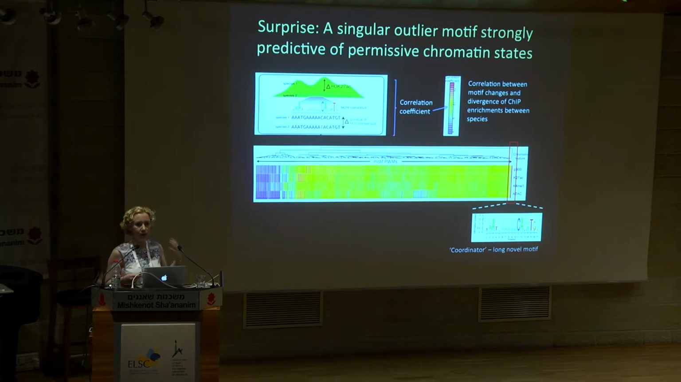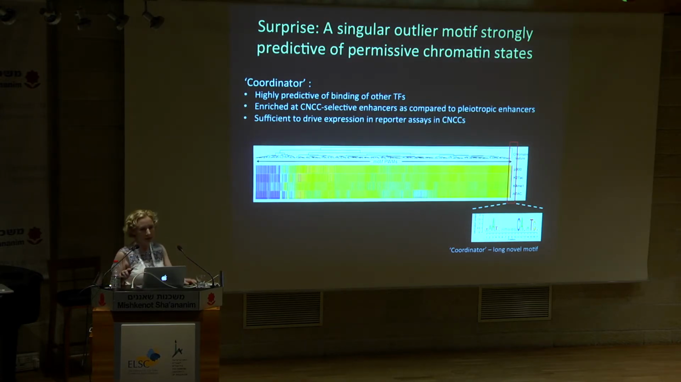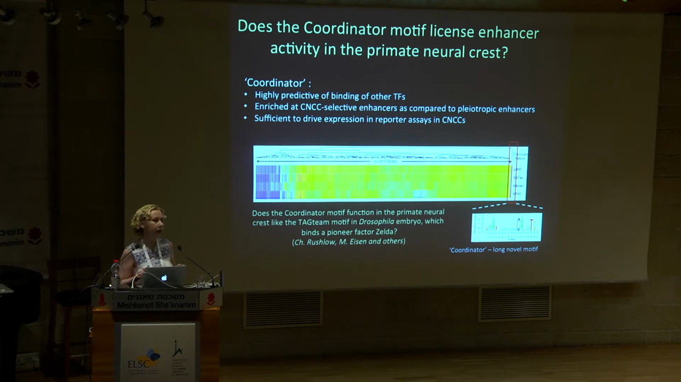single motif that was an incredible outlier and was strongly predictive of changes in chromatin states, and could explain about 30 to 40% of all the epigenomic variation between human and chimp. And this corresponds to a long novel motif. We termed it a coordinator motif. Some other interesting feature of this motif is that it was also predictive of binding of other transcription factors with unrelated motifs. And moreover, it was enriched at neural crest selective enhancers as compared to those that were active pleiotropically. So we were scratching our heads about what it means.